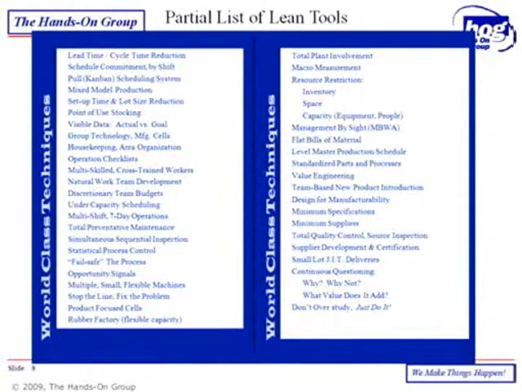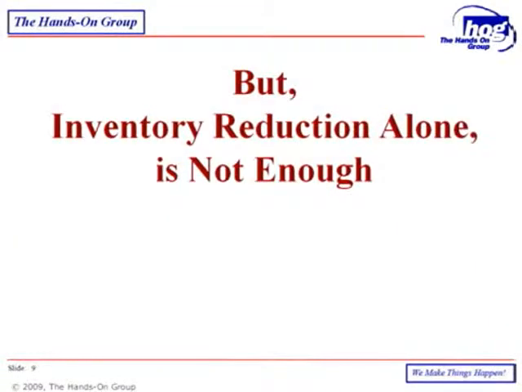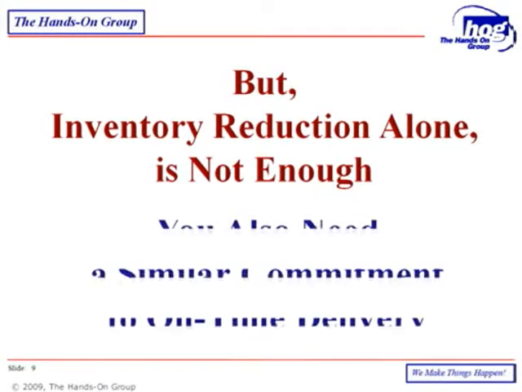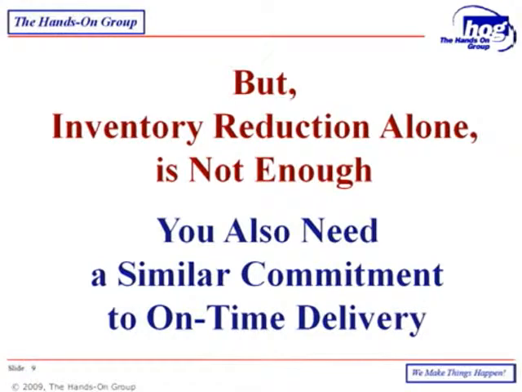Note that the extensive list of lean tools and techniques are simply a means to remove the rocks. They are not an end in and of themselves. To become world-class and sustain a culture of continuous improvement, you must not only force pressure on inventories, you must also set an expectation of perfect delivery performance.